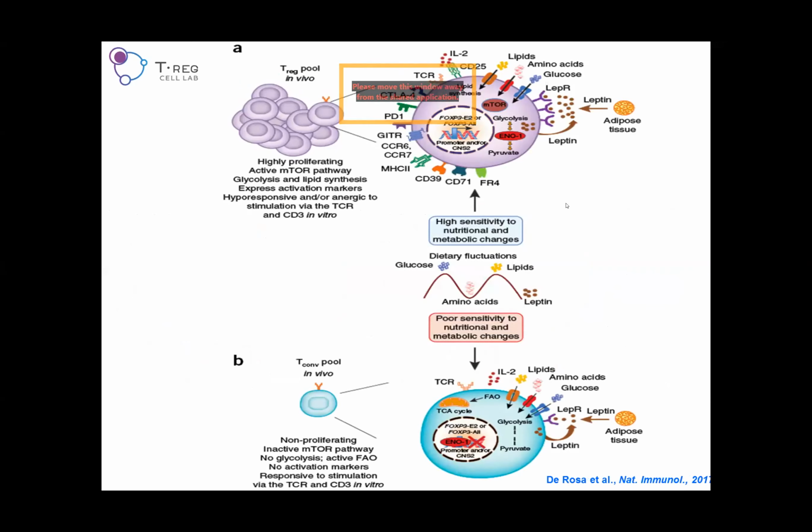Okay, so if we summarize, the Treg cell pool is highly proliferative, has an active mTOR pathway, and uses glycolysis ex vivo, but in vitro also lipid synthesis. They have expression of activation markers, despite being hyporesponsive and anergic in vitro. The T-conv pool is much simpler because there is no glycolysis ex vivo. They have active FAO, no activation markers, and they are responsive to stimulation, so they are very different. But the Tregs are much more sensitive to metabolic changes because they are more active. And if you are more active, you can sense much more. You need much more from the environment. Therefore, you sense much more lipids, amino acids, glucose, and so on, while the resting cell is much less sensitive.